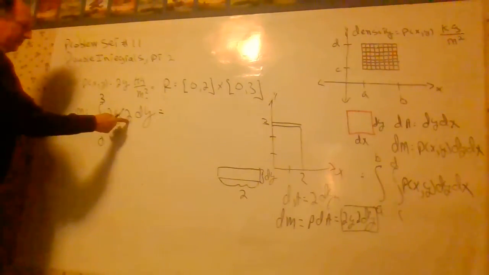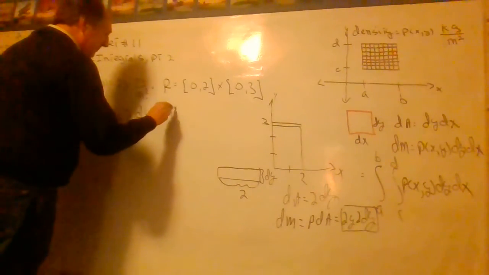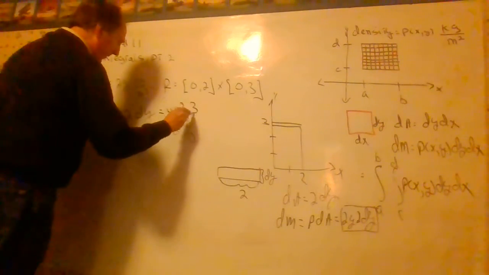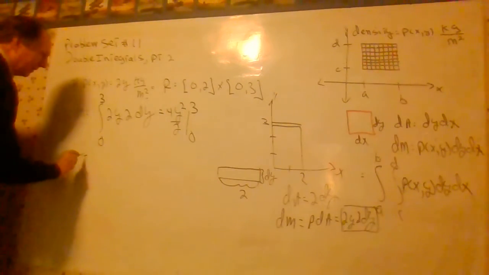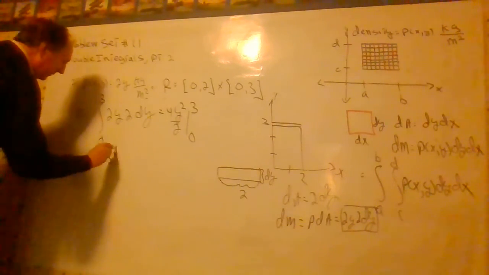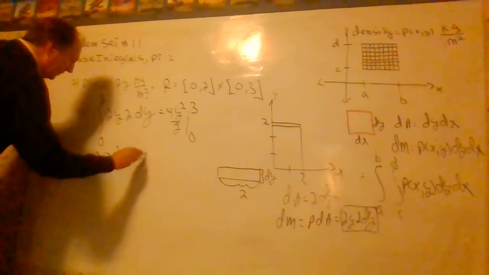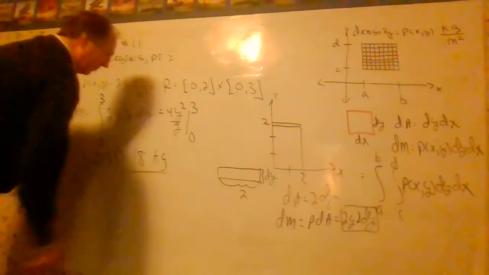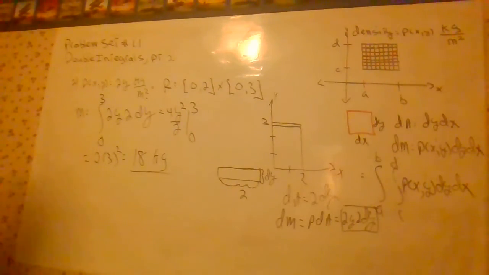So 2 times 2 is 4, 4y squared over 2, 0 to 3. Okay, and that's 2y squared. We get 2 times 3 squared, which is 18 kilograms. Surprise, surprise, same answer. Okay.